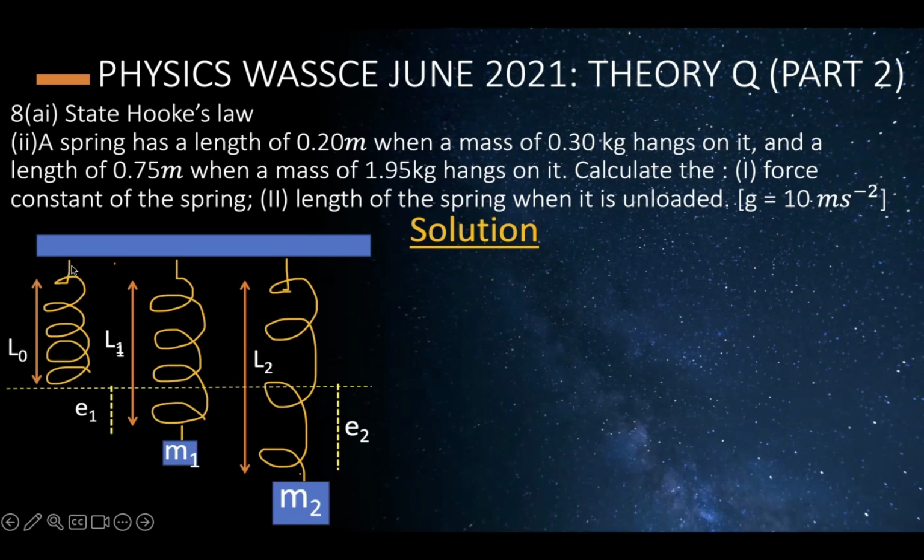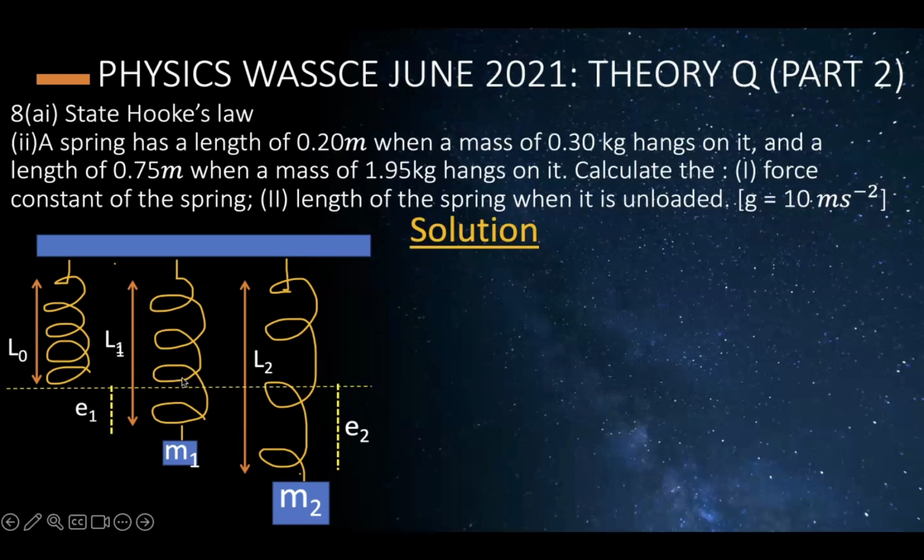So there is a spring of original length L0. Now if you hang a mass M1, in this case M1 is 0.3, there would be a stretching. The spring would stretch, so that the new length L1 will have the addition of that extension. So the extension which was caused by that mass is given by L1 minus the original length.